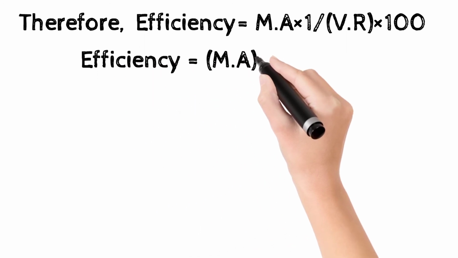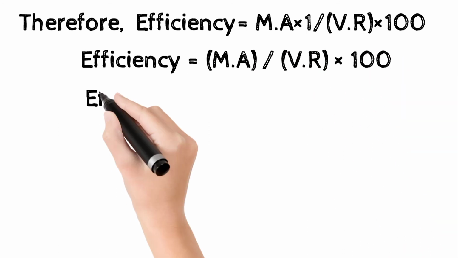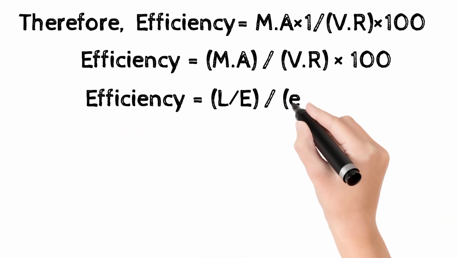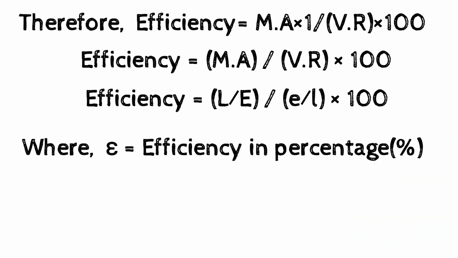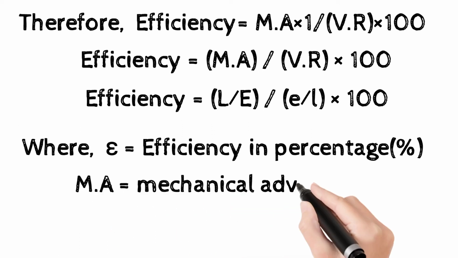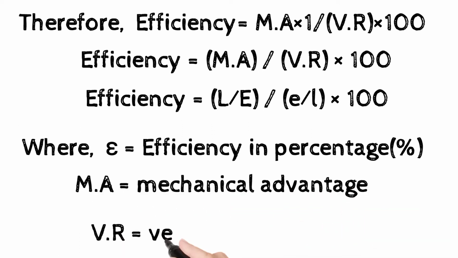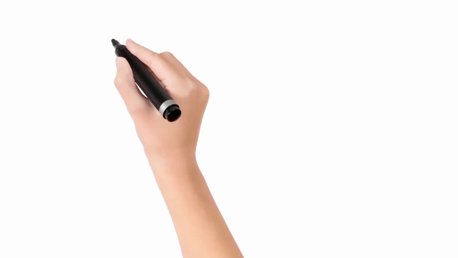Efficiency of machine is equal to mechanical advantage over velocity ratio times 100. This is the definition of efficiency apart from the work output and the work input. Efficiency is measured in percentage, while the MA we have there is the mechanical advantage. It is unitless. Velocity ratio is also unitless.